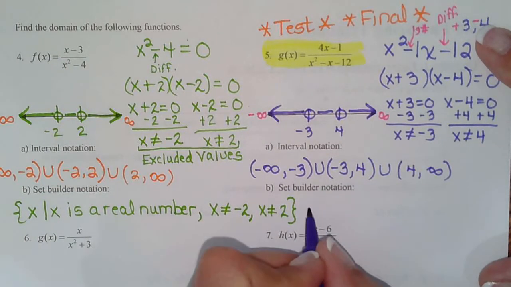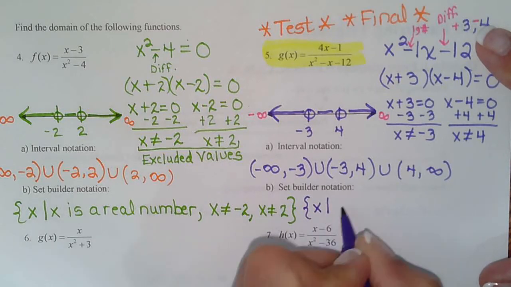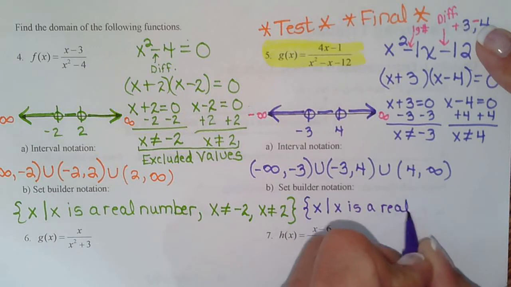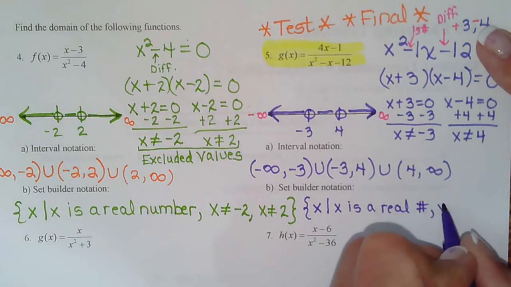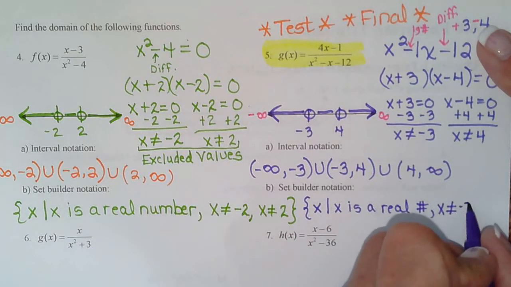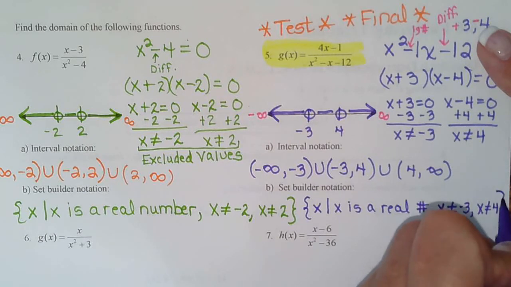And for set builder, we just do the same thing we did on the last one for all x, such that x is a real number. I'm just going to abbreviate since we're running out of room here. X cannot equal -3, comma, x cannot equal 4.